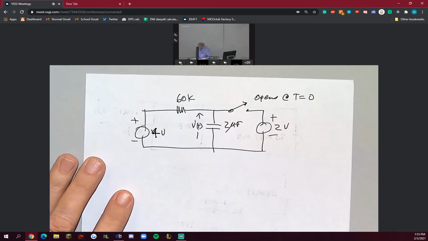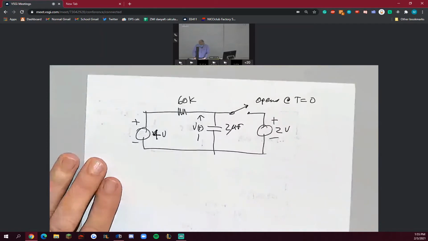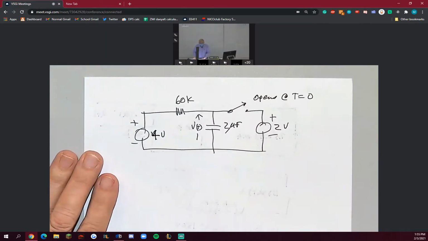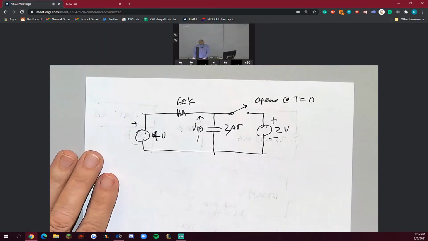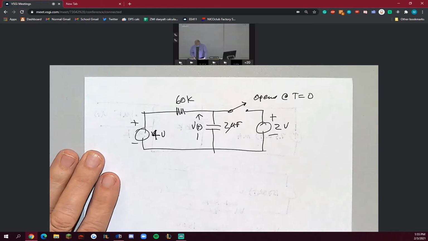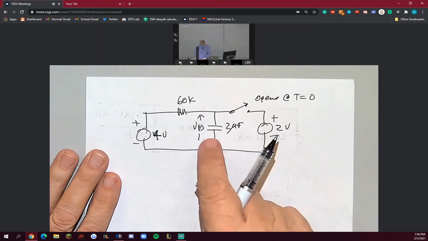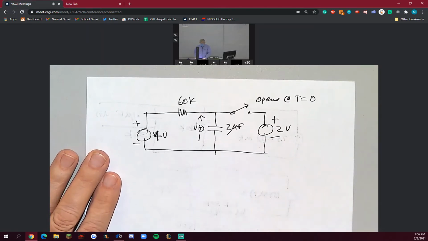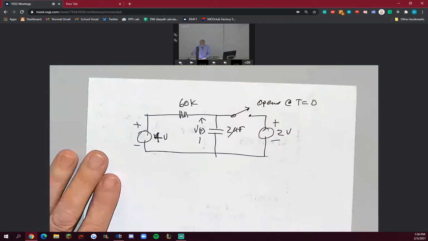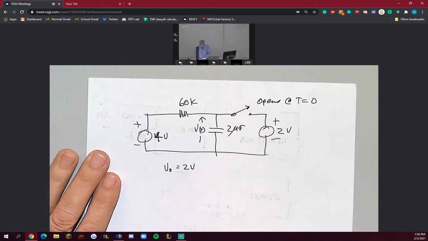Okay, let's say we've got this circuit. We've got a capacitor and a couple of voltage sources, a 4-volt source and a 2-volt source, and a switch that opens at t0. We want to know what V of t is. Since when the switch is closed, which is up until t0, we've got the 2-volt source directly across the capacitor, that means that V0 is going to be 2 volts.